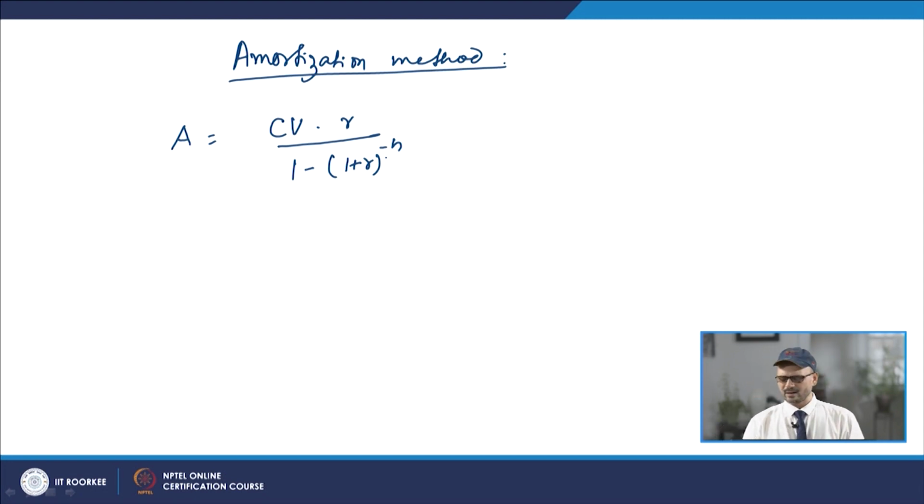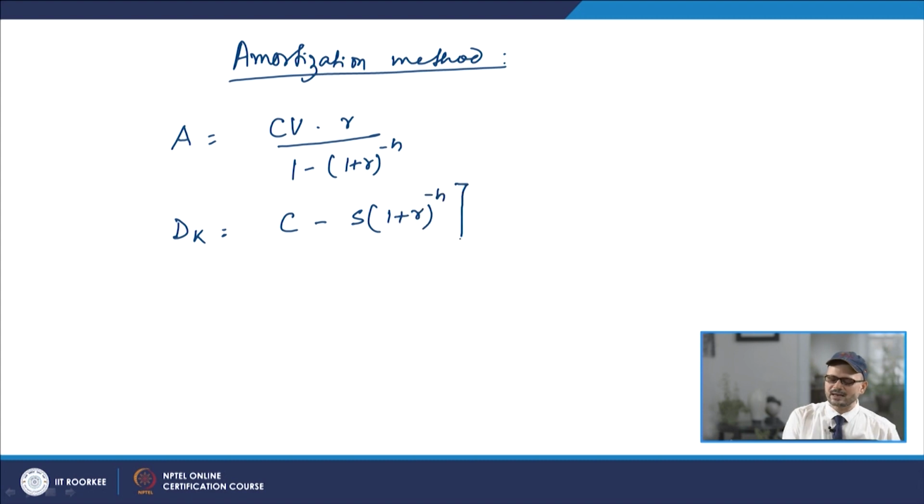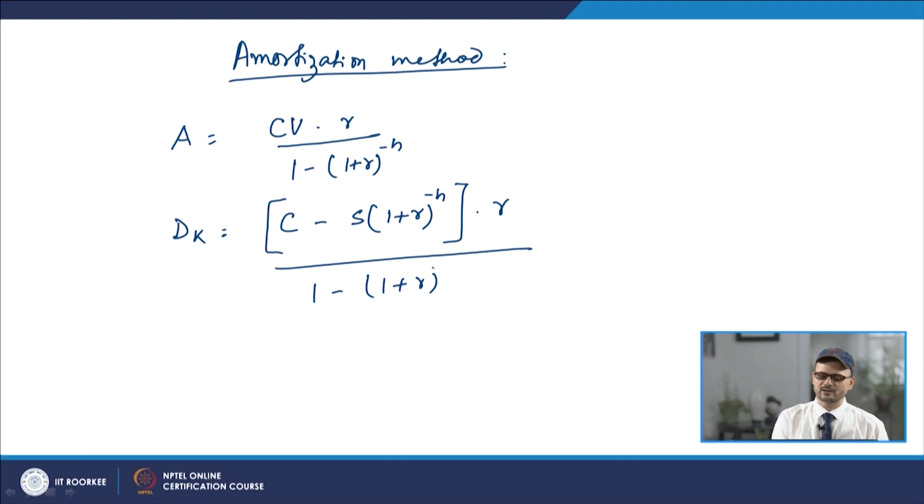Now this current value will be nothing but, as you know, in this case the depreciation charges. If C is the initial cost and S is the salvage value, then the depreciation charge which we calculate will be (C minus S) into (1 plus R) raised to the power minus n. That value is coming, and then this factor will be coming out, and further you will have (1 plus R) raised to the power minus n.